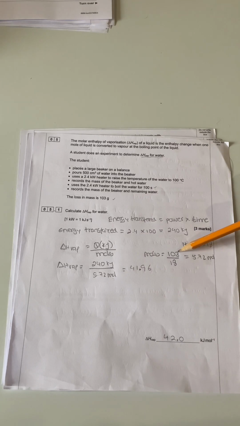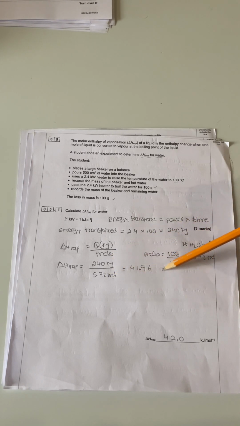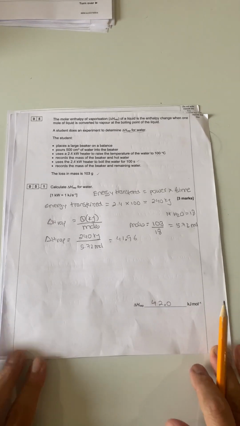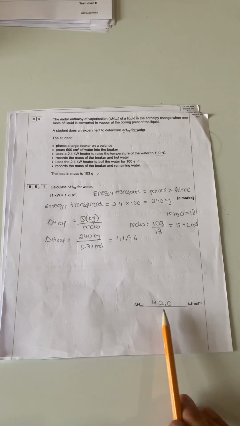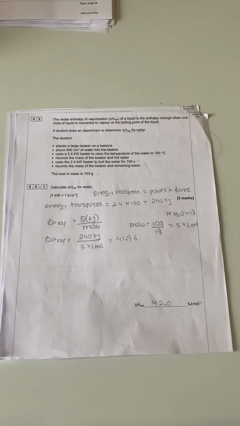The moles calculated is 103 divided by 18, which is the molar mass of water, and gives you 5.72 moles. So you can work out kilojoules per mole, which gives you 41.96 kJ mol⁻¹. And then you round this to 2 significant figures, and it gives you 42 kJ mol⁻¹.